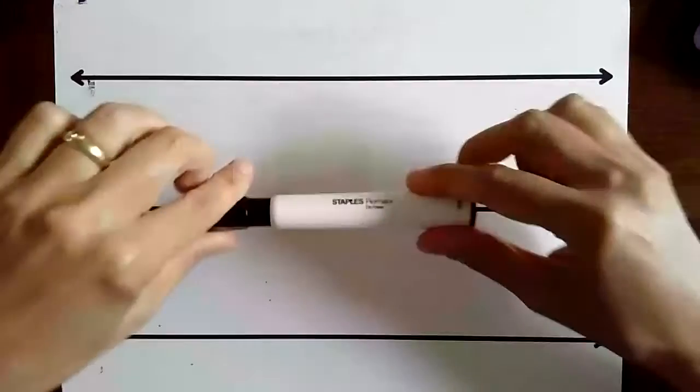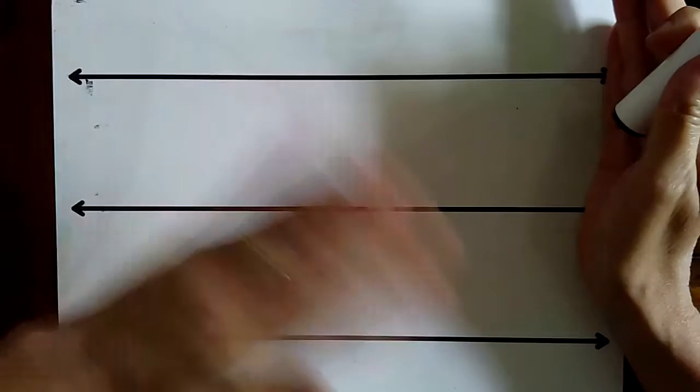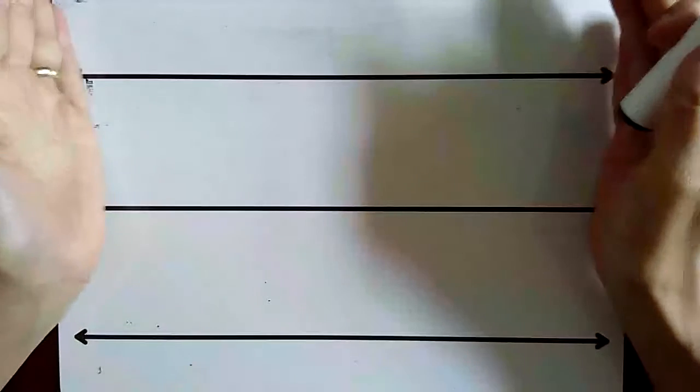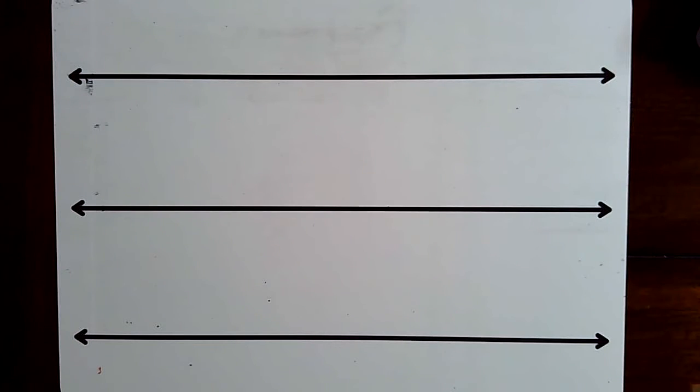So on your paper that you have out, go ahead and draw two number lines that are the same length. Don't worry about the third one, just draw two. And you're going to work with me to label these number lines. So if you need to pause the video, do that and get your number lines drawn out.